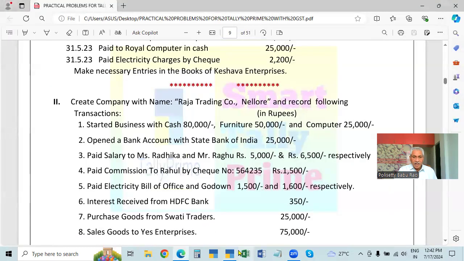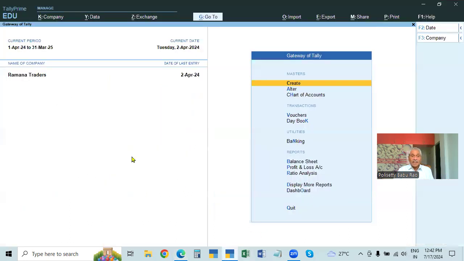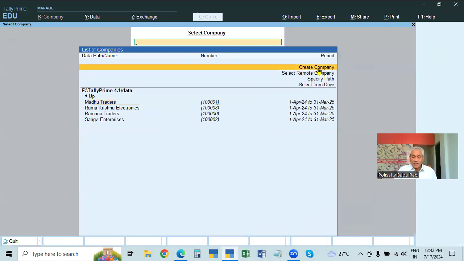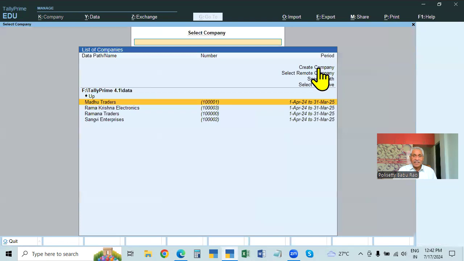See, Raja creates a company with the name Raja Trading Co. and records the transactions. So we have to create a company. How do you create it? Suppose when you open Tally, directly you will get the select company page. If you are here, you have to click create company.